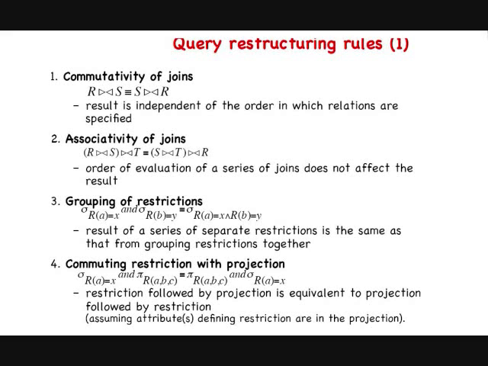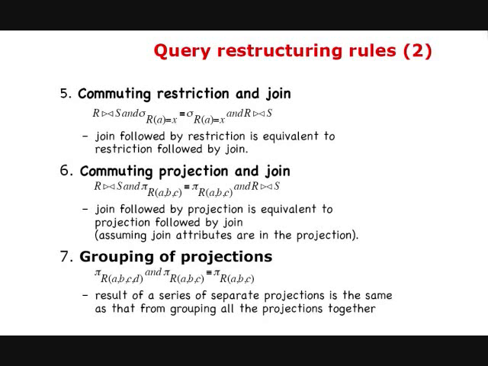Okay. Again, you can do a separate set of restrictions, and it will have the same effect as doing those restrictions all together. So you can group restrictions quite happily. You can commute restriction and projection. So again, you can change the order of those quite happily, and you'll still have the same result. Okay, so we've got some more rules. So we have another 3 rules.